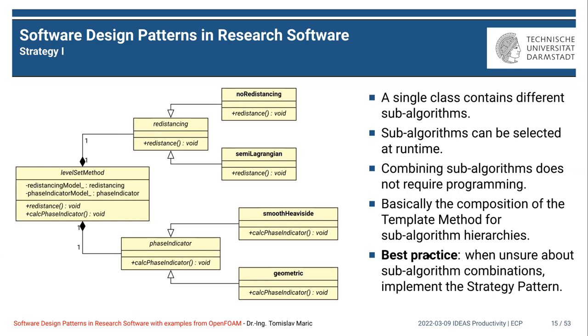And this is a best practice we use if we are unsure about sub-algorithm combinations. For example, I'm not sure if this geometric model that I'm implementing for the phase indicator is even going to work. It's research, I don't know. So that's one kind of uncertainty. I would say use this always, because in research, 99% of the time I'm personally unsure about what is going to happen.